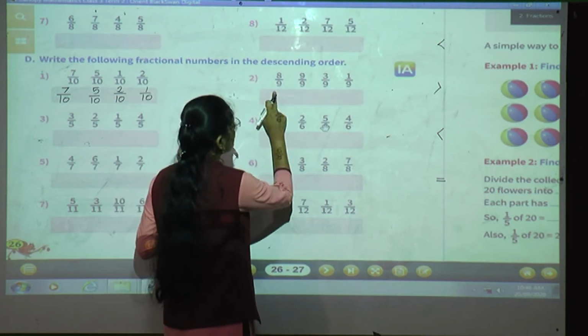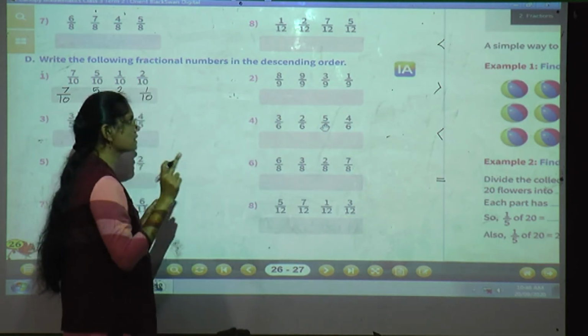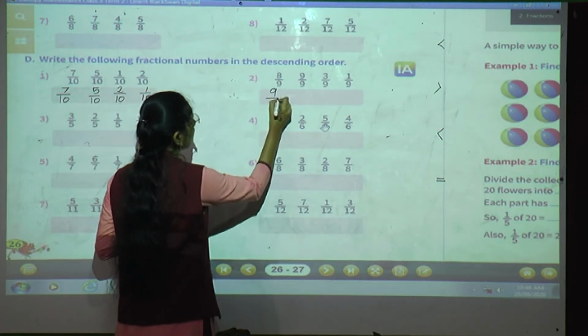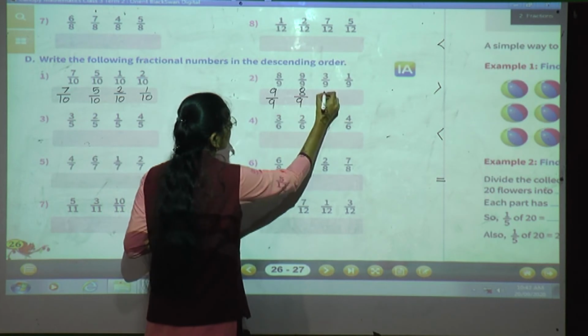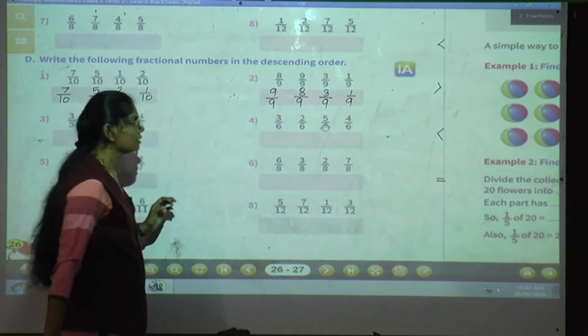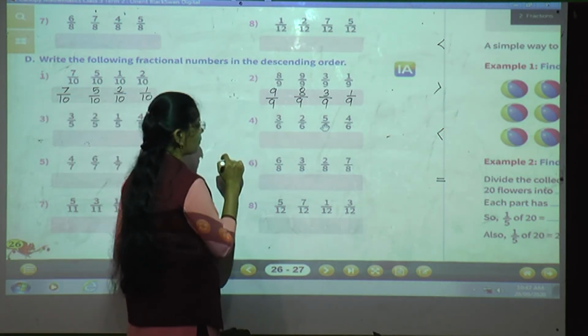Second one, 8 by 9, 9 by 9, 3 by 9, 1 by 9. In all these 4 fractions, which one is greater? 9 by 9, then 8 by 9, then 3 by 9 and the last 1 by 9. Okay, now see this fourth example.